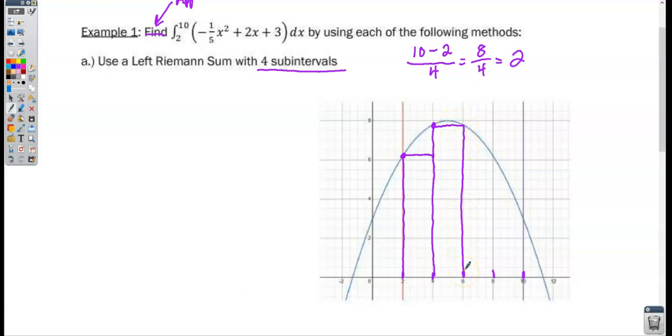And there's my rectangle that I'm going to use to approximate the area there. Then for my next interval from 6 to 8, I'm going to use the function value at 6. It's the height of my rectangle. And then for the next interval from 8 to 10, I'm going to use the value of the function at 8.